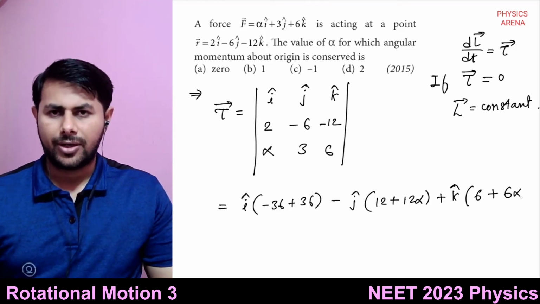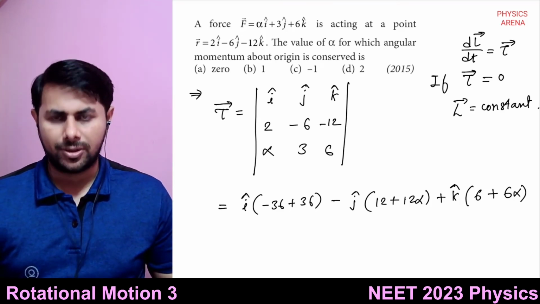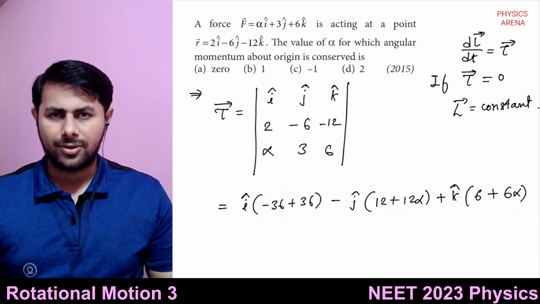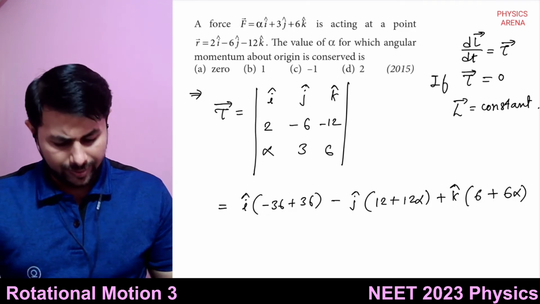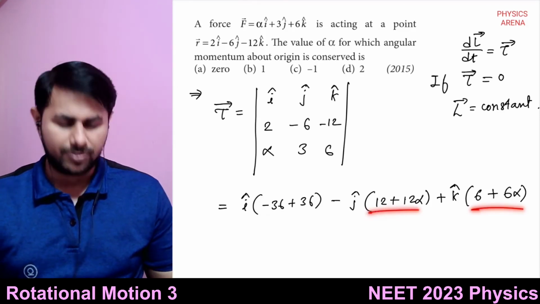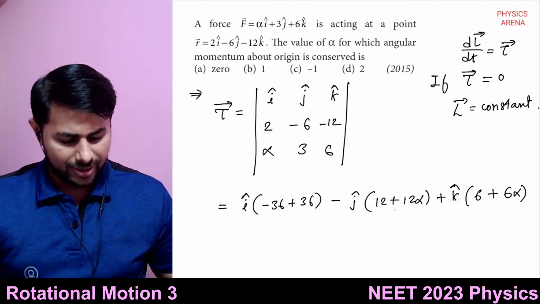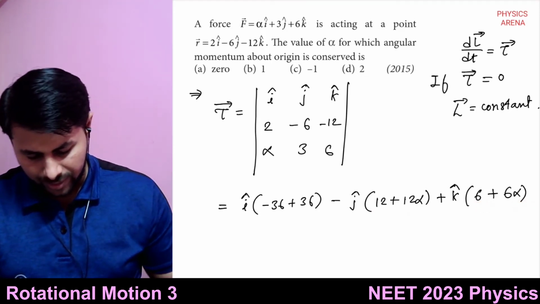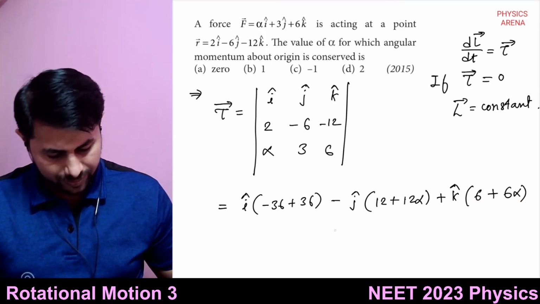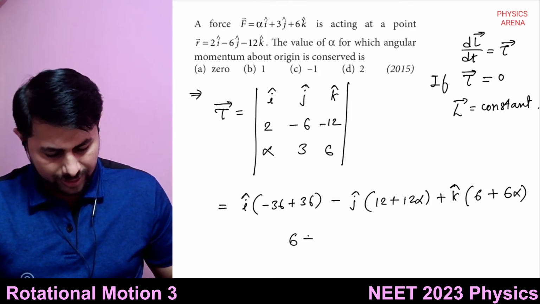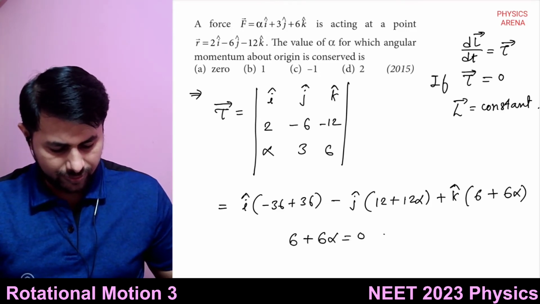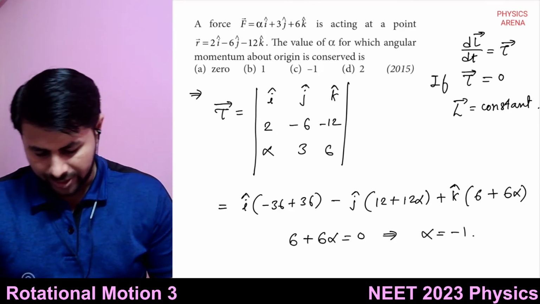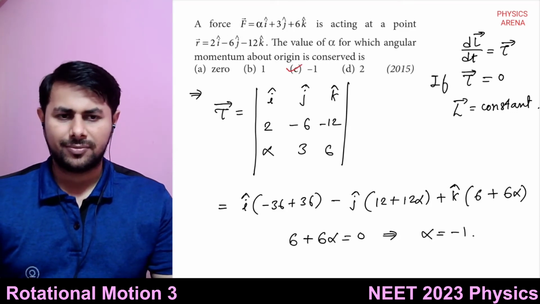For conservation of angular momentum, this should be equal to 0. That means all the components of this torque vector should be equal to 0. So you can pick the component involving alpha: 12 plus 12 alpha is equal to 0, or 6 plus 6 alpha is 0. Since 6 plus 6 alpha is 0, 6 alpha is minus 6, so alpha equals minus 1. This is the answer, option C.